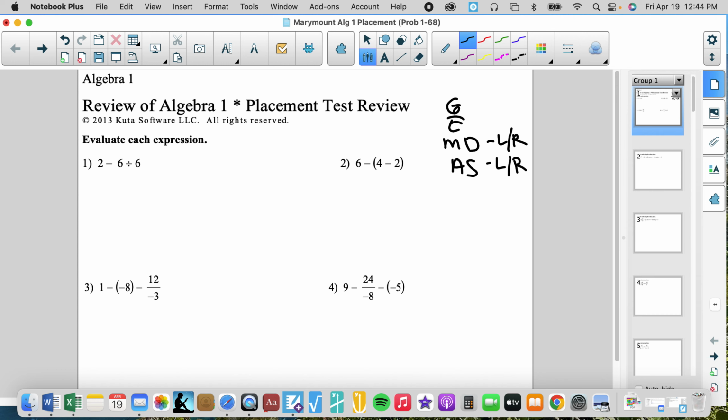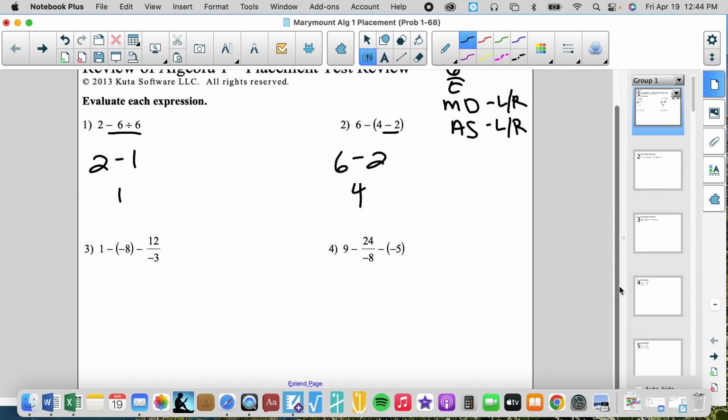So we have -6 divided by 6. So -6 divided by 6 is -1. We have 2 minus 1, which is 1. We have grouping symbols, so we're going to do inside. So that's 6 minus, what's 4 minus 2 is 2, and that provides us 4.